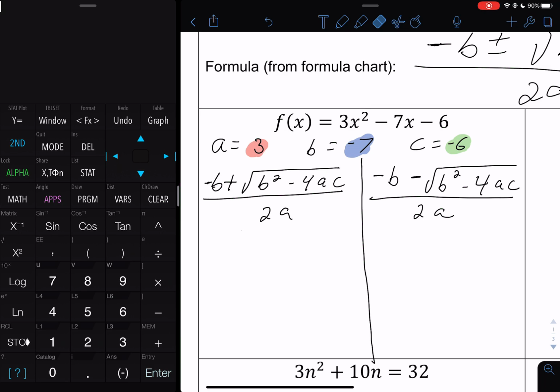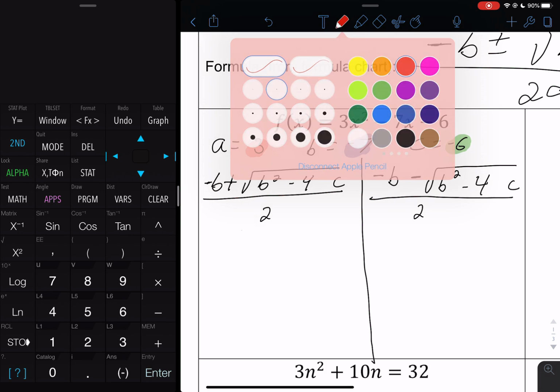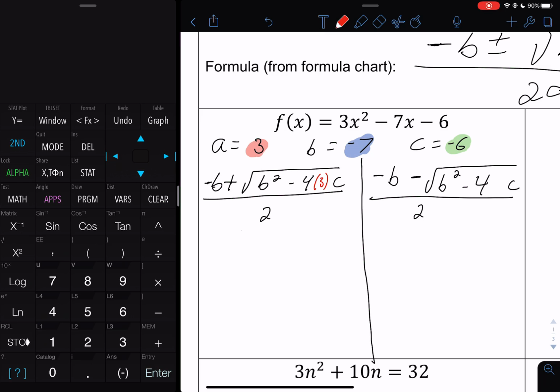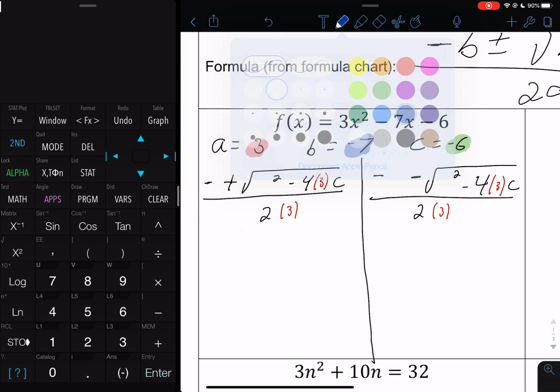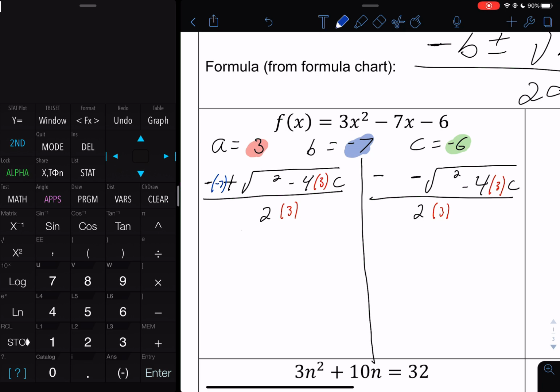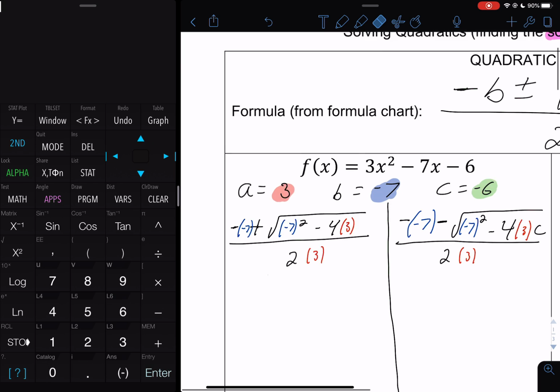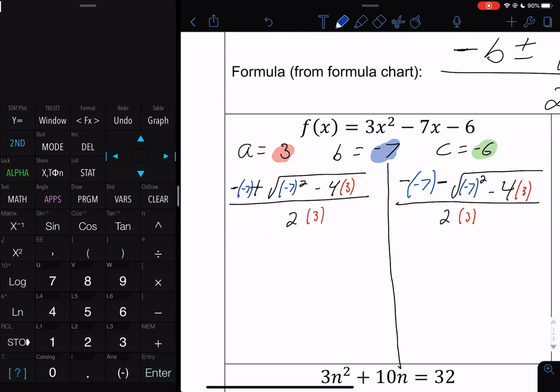So you are going to take out your a, and you will plug in your 3. You will take out your b, and you are going to plug in negative 7. And of course, you are going to take out your c, and you are plugging in negative 6.